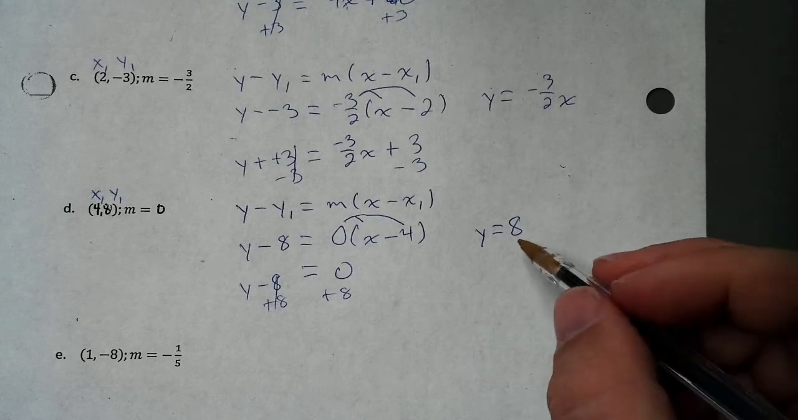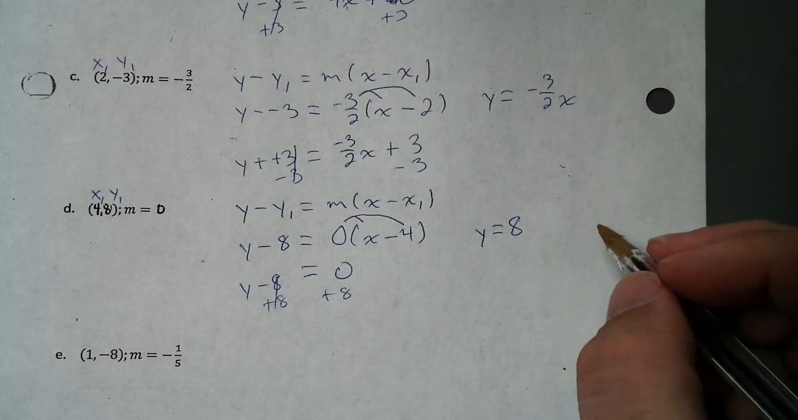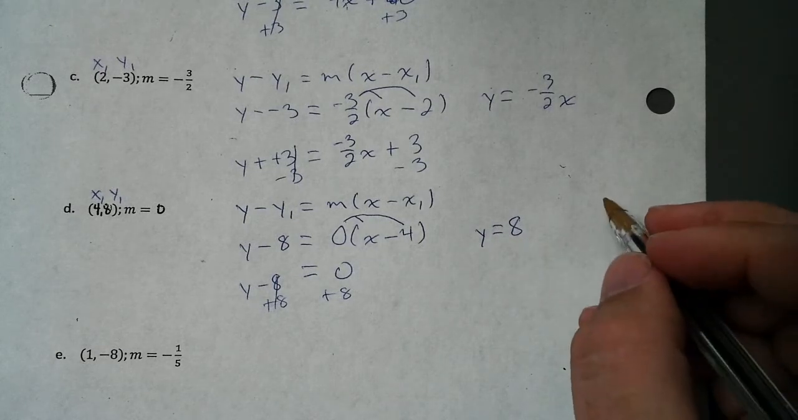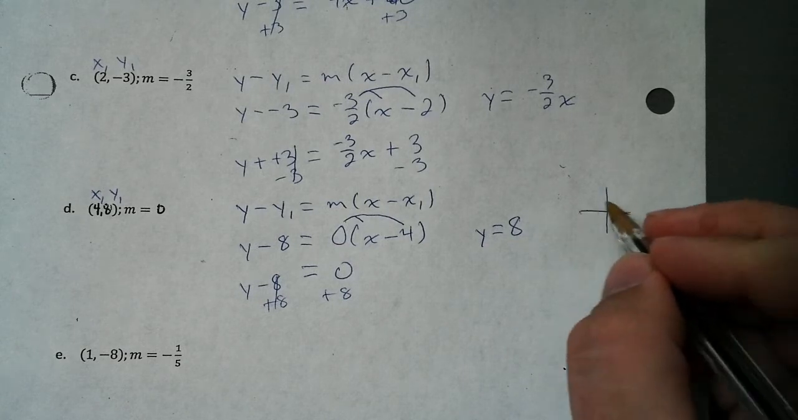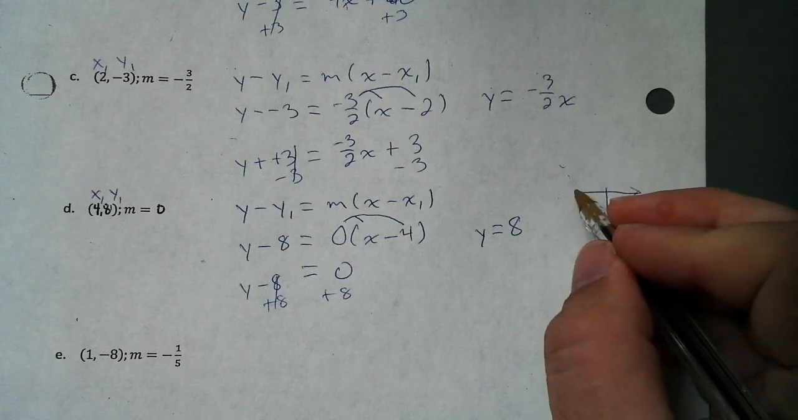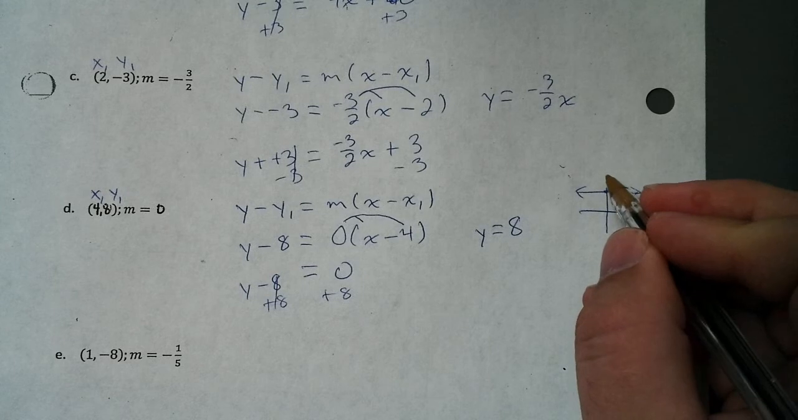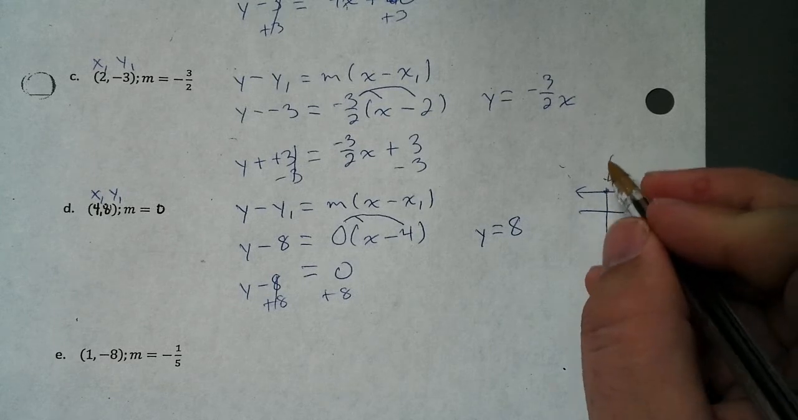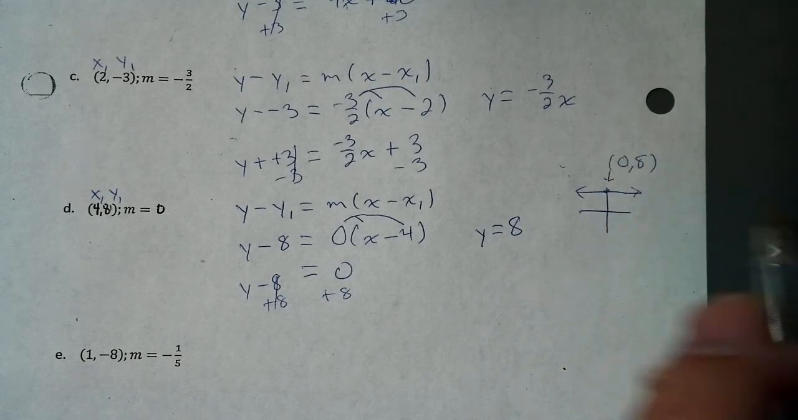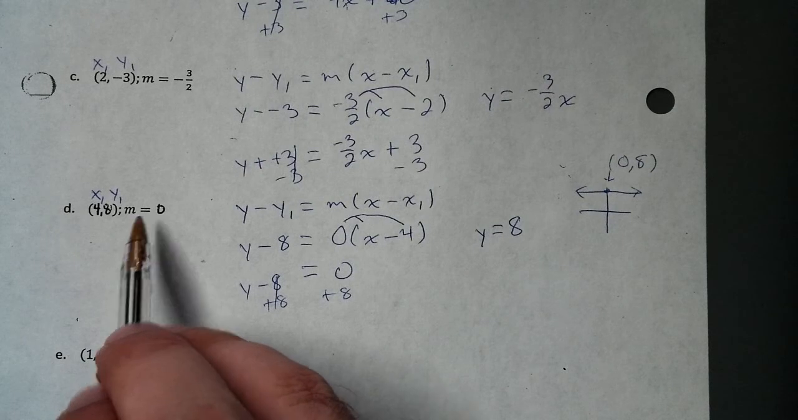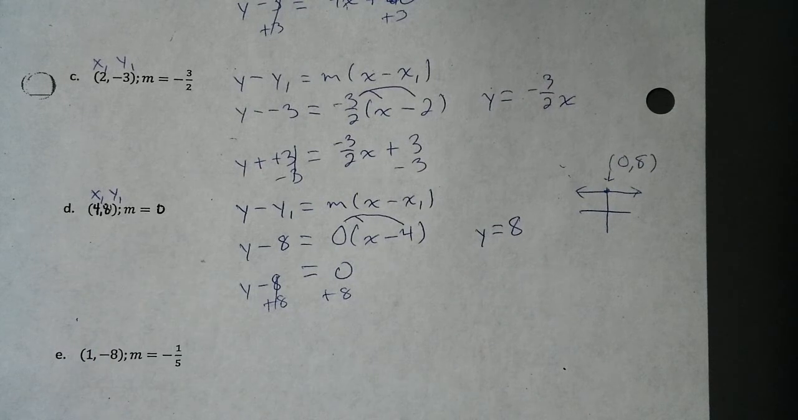So this is an equation that just says y equals a number, which means it's going to be one of our horizontal lines. And we should know that because this is at a slope of 0. So just throw it in there so it doesn't throw you off.